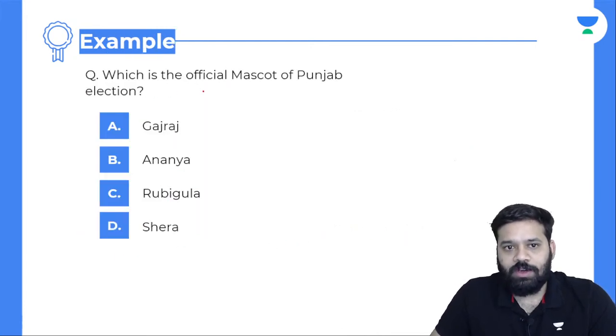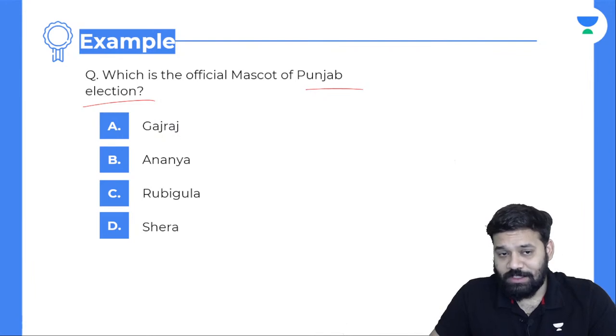Moving forward to the next question, what is the official mascot of Punjab elections? We all know elections are going to happen in 5 states and Punjab is one of the states. So what is the official mascot of Punjab election? Gajraj, Ananya, Ruby Gula or Shera? Official mascot of Punjab election, what is it?